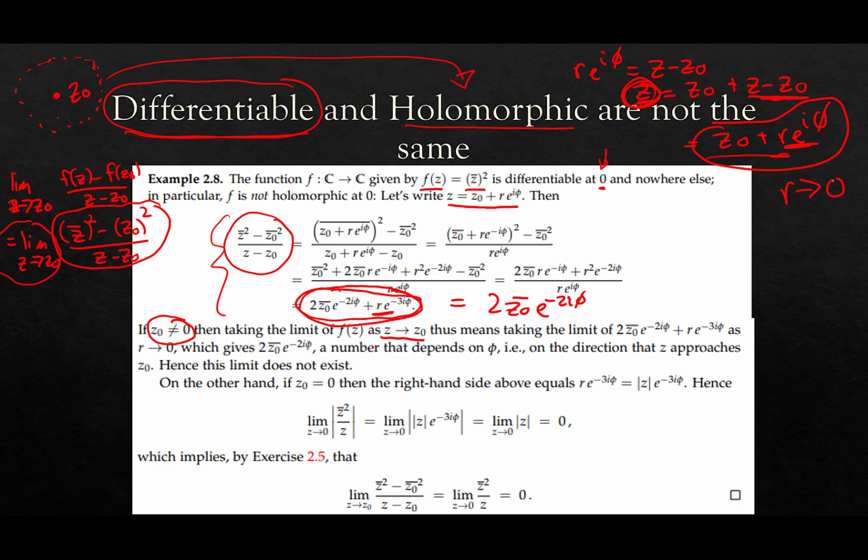Okay, so if we're going to compute this derivative limit, that would force r to go to 0, which means that our quantity is going to become 2z naught e to the minus 2I phi. Now this is an issue, because notice that this quantity depends on phi. If we were to travel along a path where phi is equal to pi over 4, then the limit along that path would be 2z naught e to the minus 2I phi.